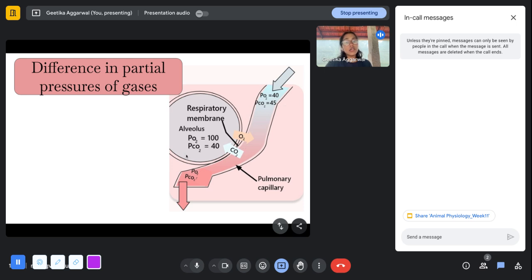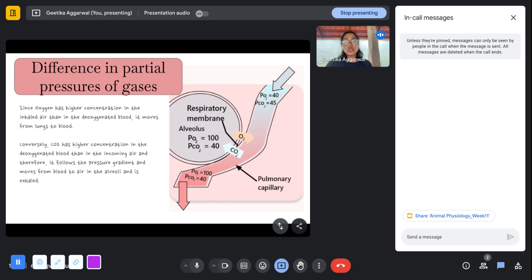So when the blood comes closer to the alveoli, the oxygen, because of its high partial pressure in the alveolus and low partial pressure in the blood, diffuses into the blood, and the carbon dioxide diffuses out of the blood because of its higher partial pressure in the deoxygenated blood. And finally, the blood that leaves the lungs has a partial pressure of oxygen of around 100 and carbon dioxide of 40, which is similar to that in the inhaled air. So that is how the gaseous exchange happens, basically by normal diffusion.